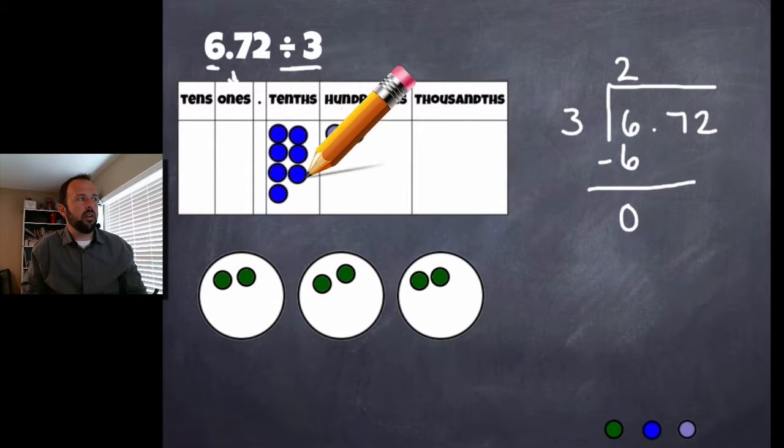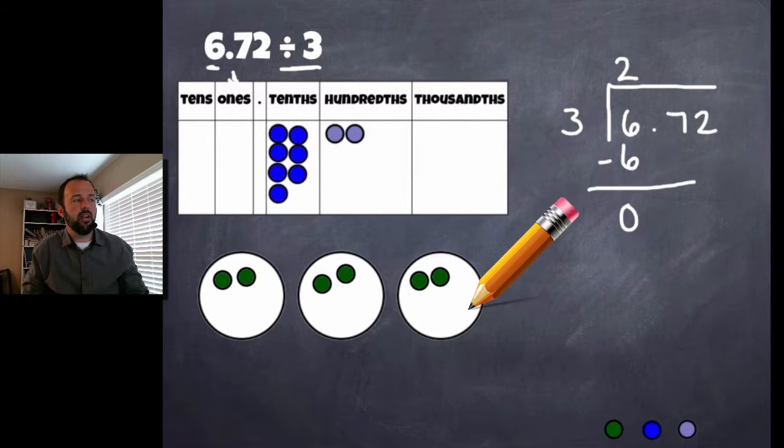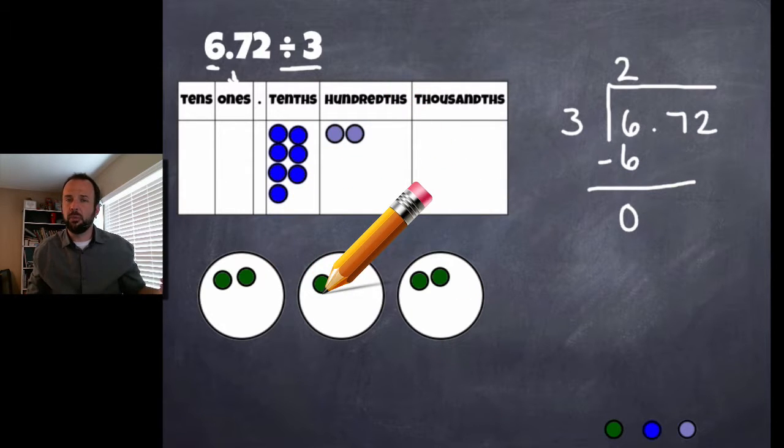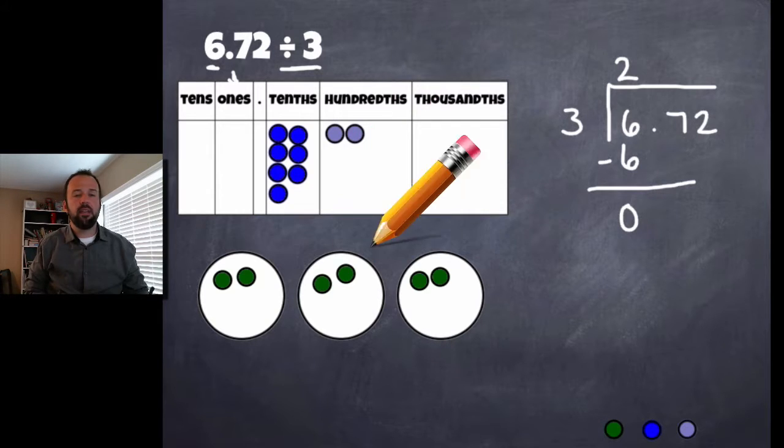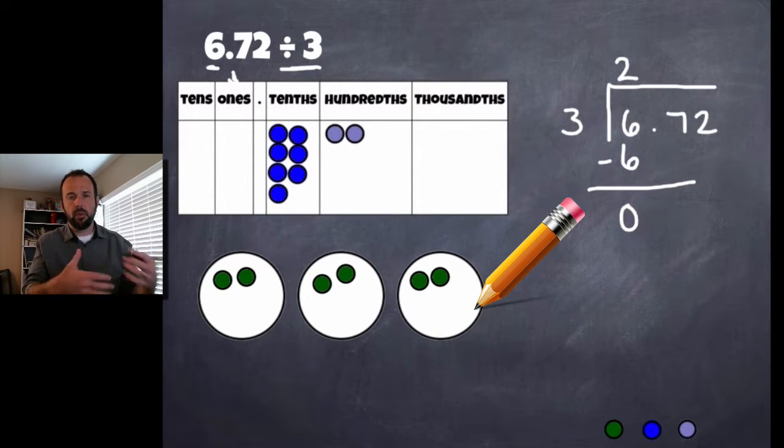So now we're going to move on to our tenths. Here we have 7 tenths, and we're going to divide those into 3 equal groups, just like we did with our 6, right? So how many tenths can be shared with each group? Go ahead and think about that, divide yours out, and then we'll come back and talk about it.